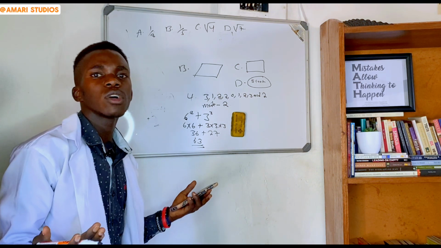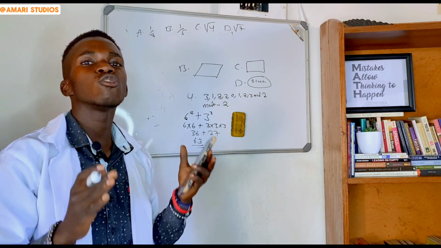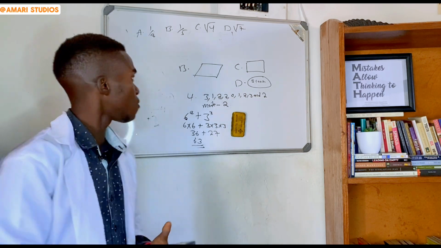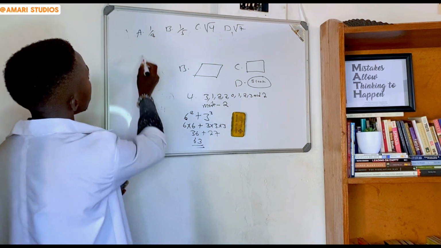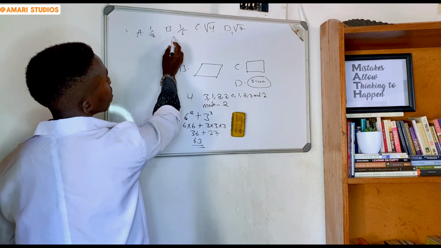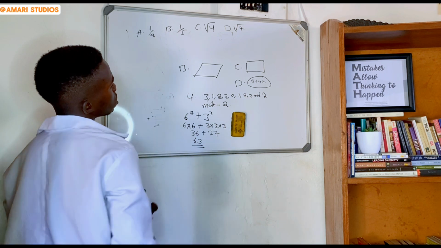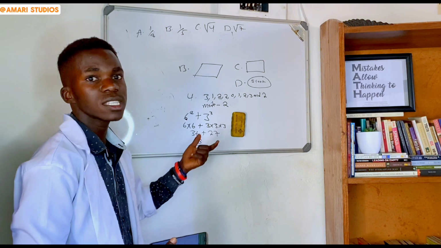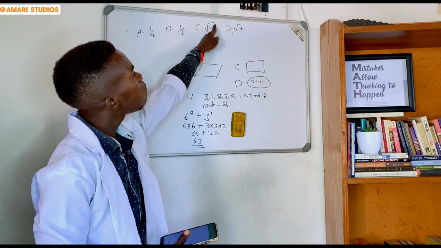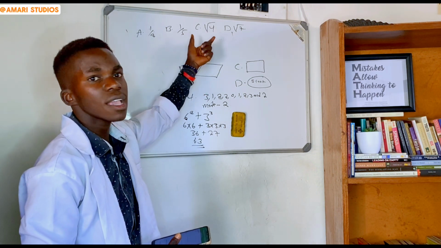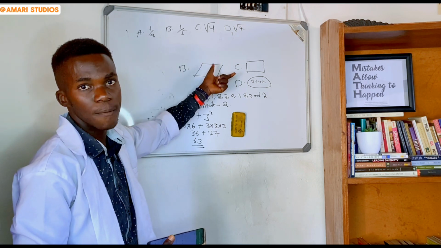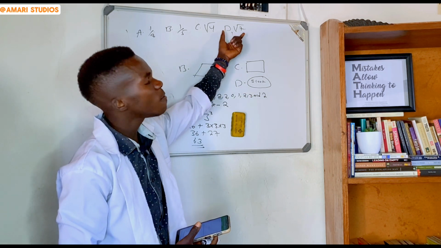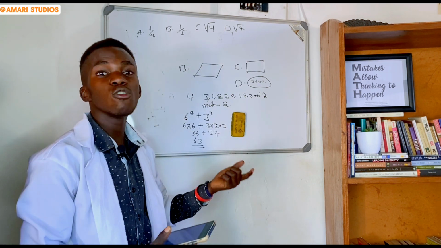An irrational number is a number that cannot be expressed as a fraction. As you can see, A has been expressed as a fraction, and B is also expressed as a fraction. Then again, what you need to understand is that rational roots come from perfect squares. Here the square root of 4 is 2, so 4 is a perfect square. But the square root of 7 is actually not a perfect square.